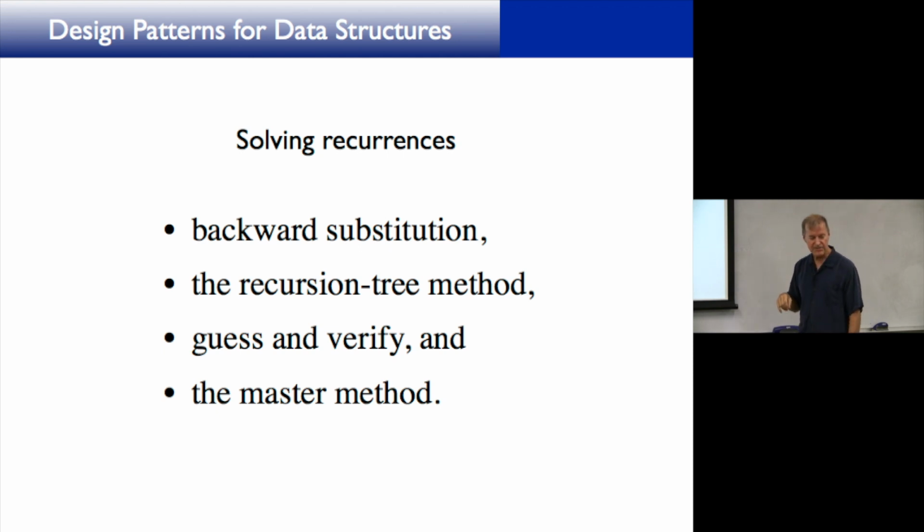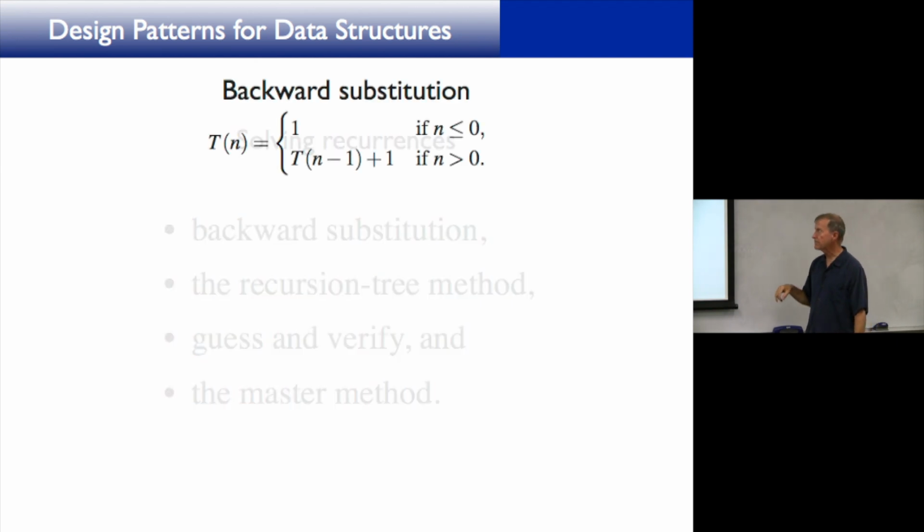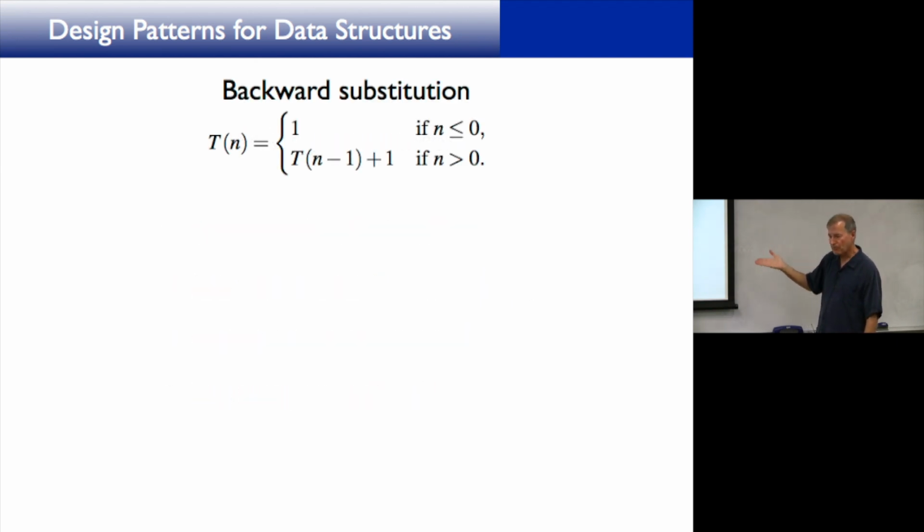Okay? So first, let's take a look at the backward substitution method. Again, I'm not going to ask you to do a problem like this, but it's good to see how it works. So suppose we have this recurrence: T of n equals 1 if n is less than or equal to 0, and equals T of n minus 1 plus 1 if n is greater than 0. What we want to do is solve for T of n. Do you see this is T of n defined in terms of itself? So do you see what we mean by solving for T of n? We want to solve for T of n not in terms of itself.